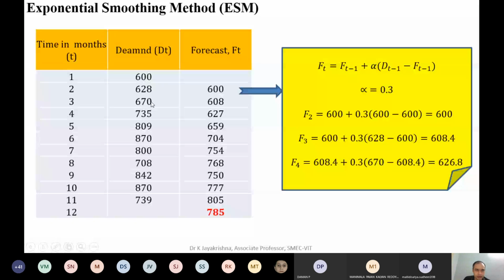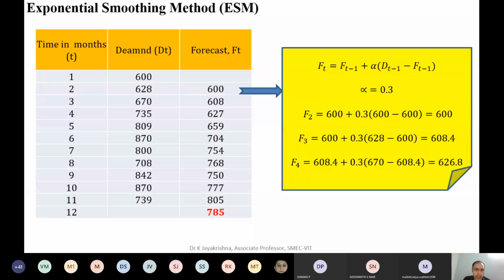Okay. Are you able to understand this? So how is Ft minus 1, 608.4, how is it changing? Can you please repeat? I didn't get how we got 608.4 out of 600. The previous values were 600, 600, and then we got 608.4.